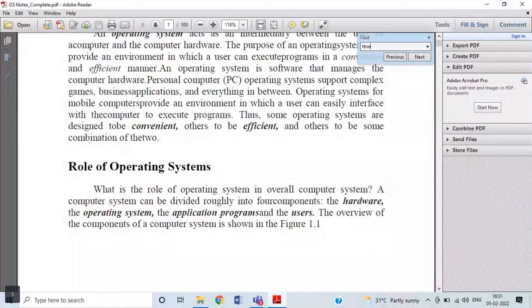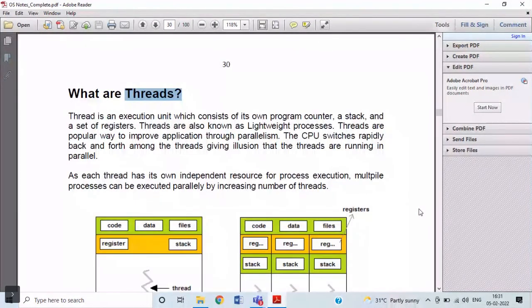Students, next we come to the concept called threads. A thread is an execution unit which consists of its own program counter, a stack, and a set of registers. You may ask what a process is. A process is also an execution unit, and a thread is also an execution unit. So then what is the difference between a process and a thread?